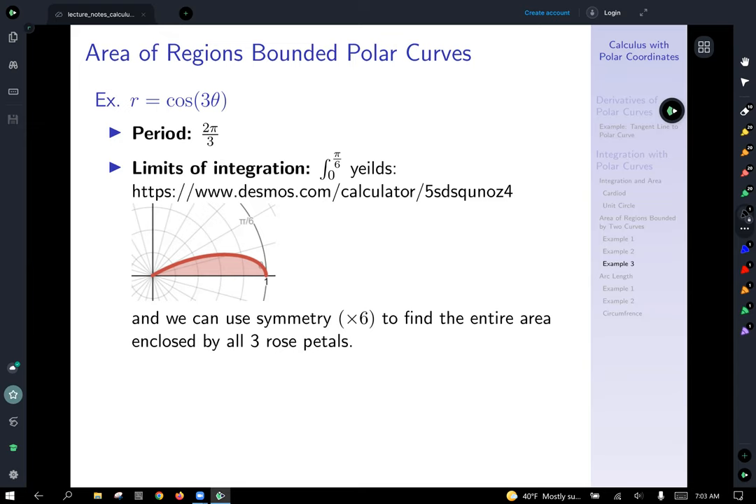Since if you plug in 2 pi over 3 into theta up here, your thetas are going to reduce away and you're going to get 2 pi. So this thing has a period of 2 pi over 3. Letting theta range from 0 to 2 pi over 3 will generate the entire rose curve. And so for finding our limits of integration, we can fire up Desmos and see that from 0 to pi over 6 will give us just the part of the curve that we want.